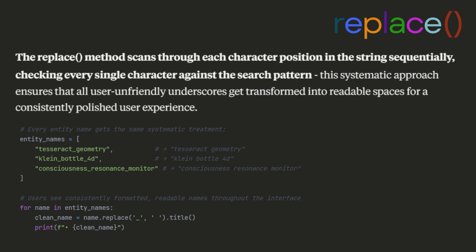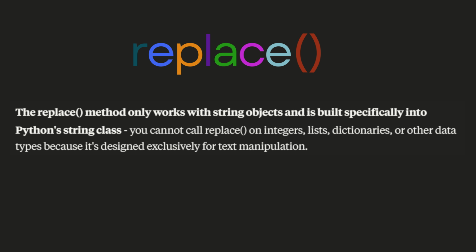This demonstrates professional text formatting. Instead of showing users technical names in formatting that's required for the computer, we clean them up to be more human readable, better for reports and user interfaces. The replace method works systematically, scanning through the entire string, finding every occurrence of the target character, which is the underscore in this case, and that's whatever you put in that first part, and substitutes each one with the replacement character.